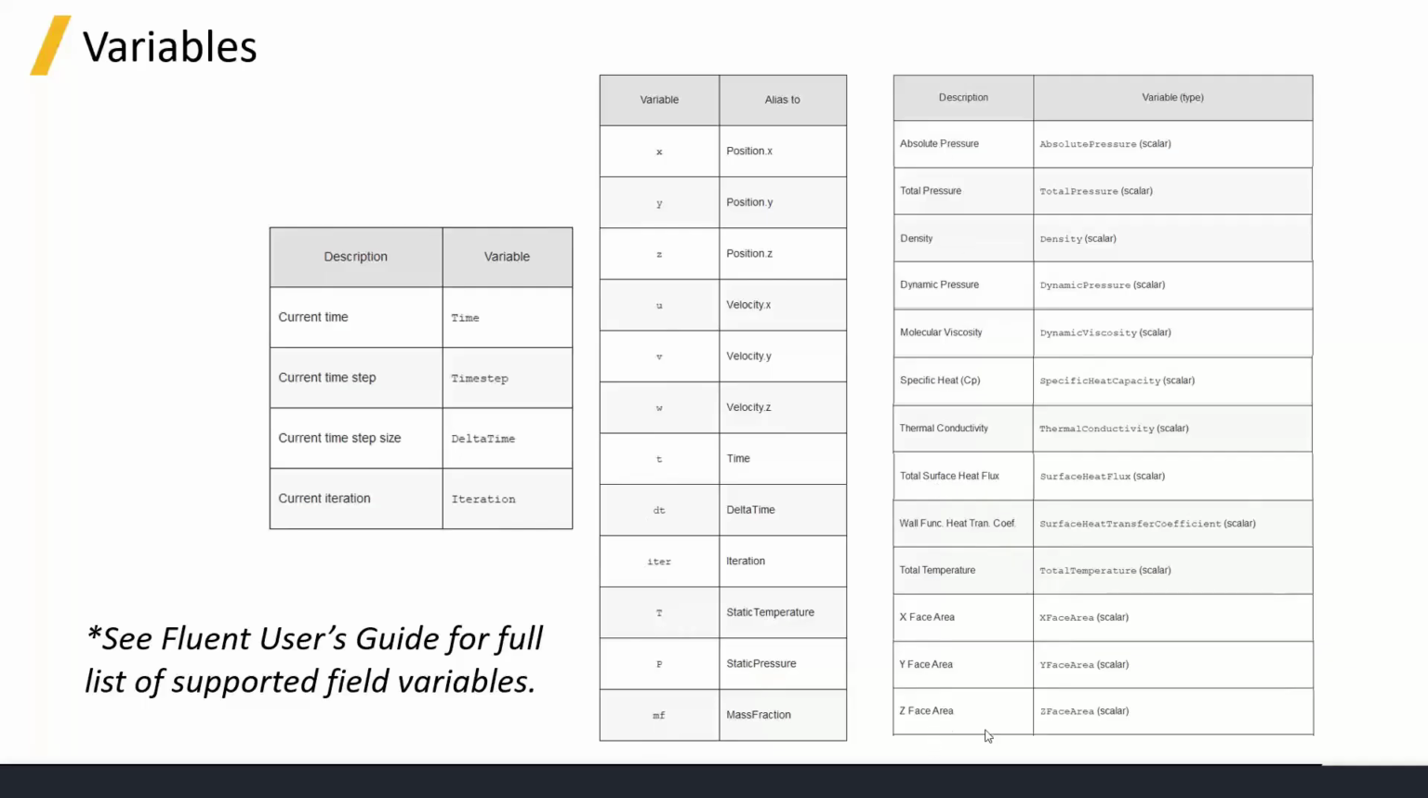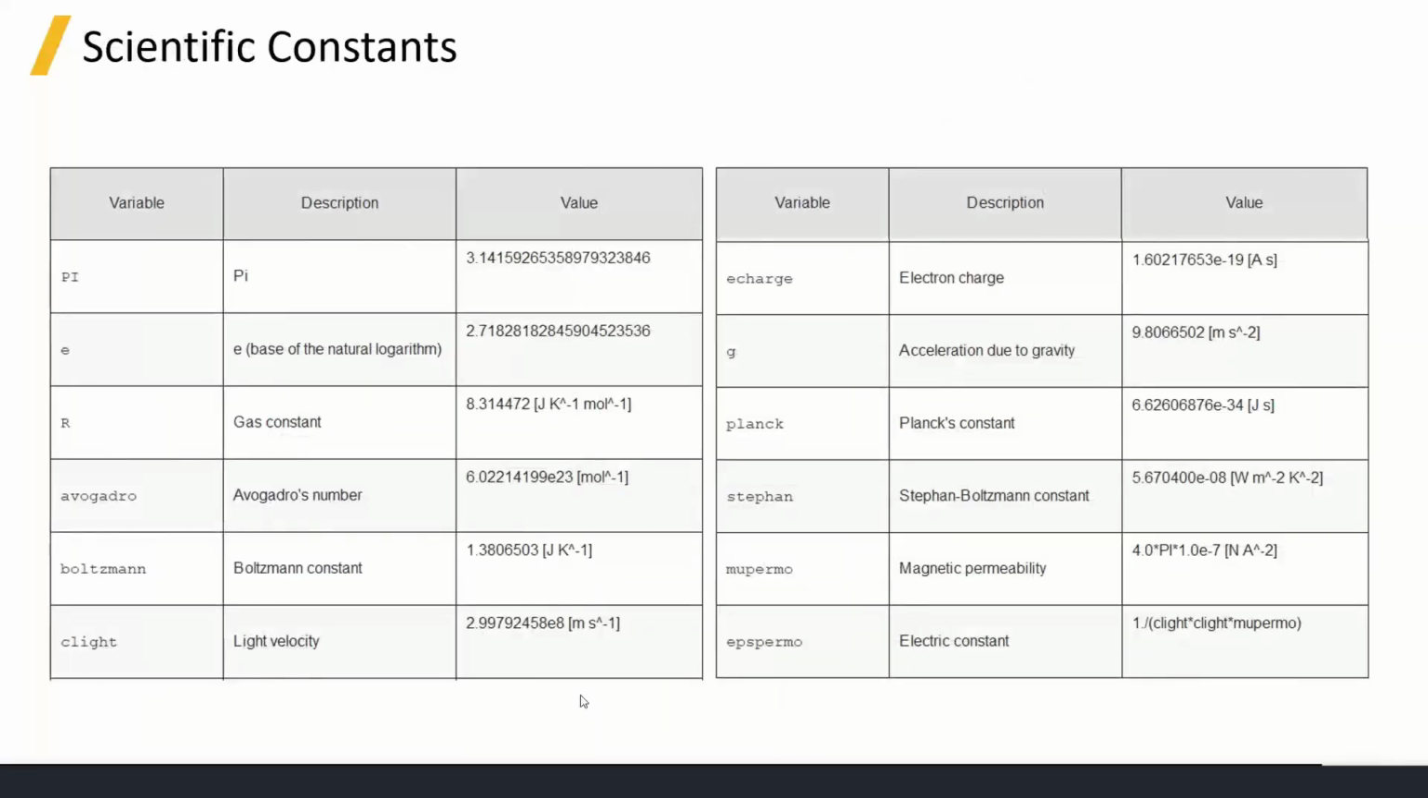So it's easy to grab stuff in. You've got a lot of stuff here as well. So even things like all the face areas and variables that you might want to get in here to work with, you can get in. You've got a standard list of scientific constants. So the usual set that you might want for setting anything up in your expressions.